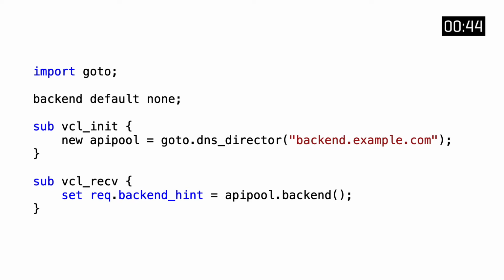Here's a code example that shows you how to get started with DNS-based load balancing. You import the goto vmod, you still have to define a static backend, but in this case it's an empty one, and then you initialize a director object through goto.dnsdirector. Instead of defining it statically, whatever IP address is linked to backend.example.com is used and can be refreshed. If multiple IP addresses are used, the director object will cycle through them every time you call api-pool.backend.